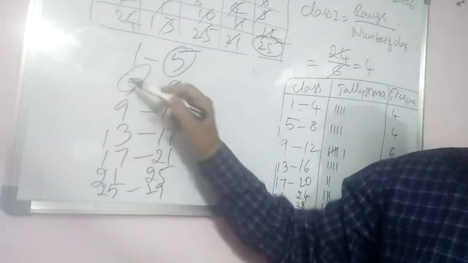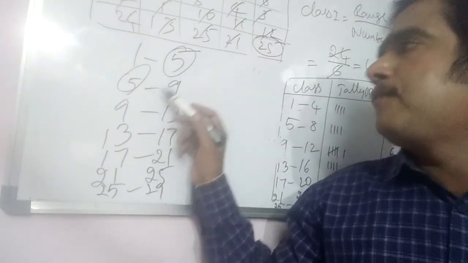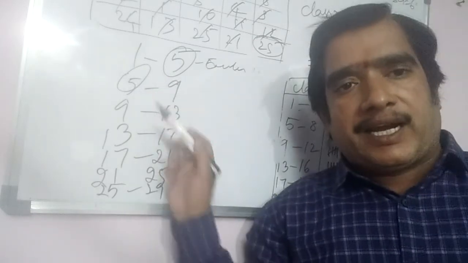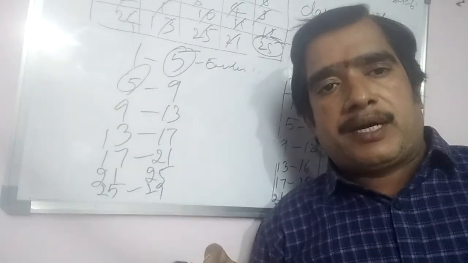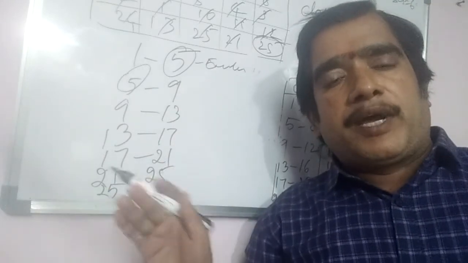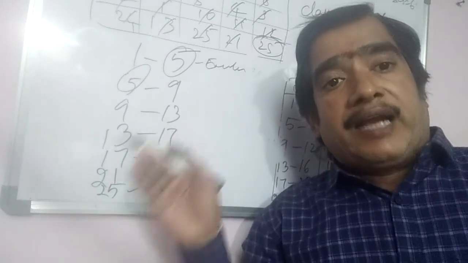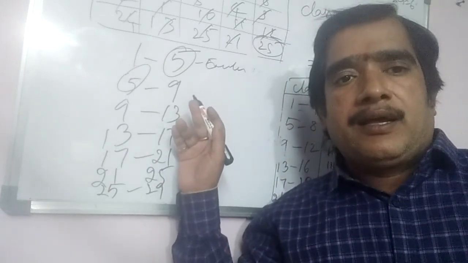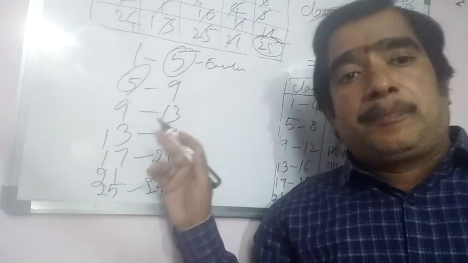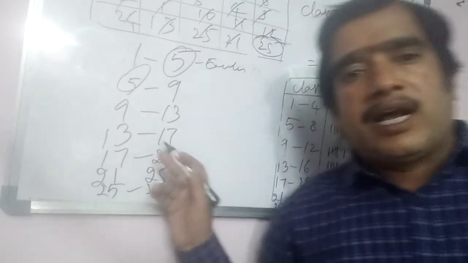So 5 is coming in both. But where do we have to take 5? This is excluded. We will take 5 in the second class. That you should remember. So 1 to 5 but not 5. What does 1 to 5 but not 5 mean? Up to 5. 4.999 will also come here, but 5 won't come. 5 will come in the next class. 8.9 will come here. Like this, these are called class intervals.